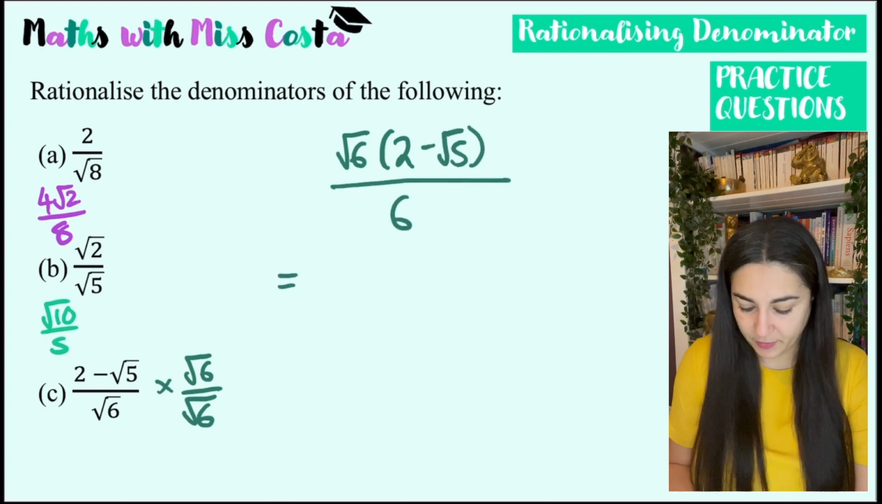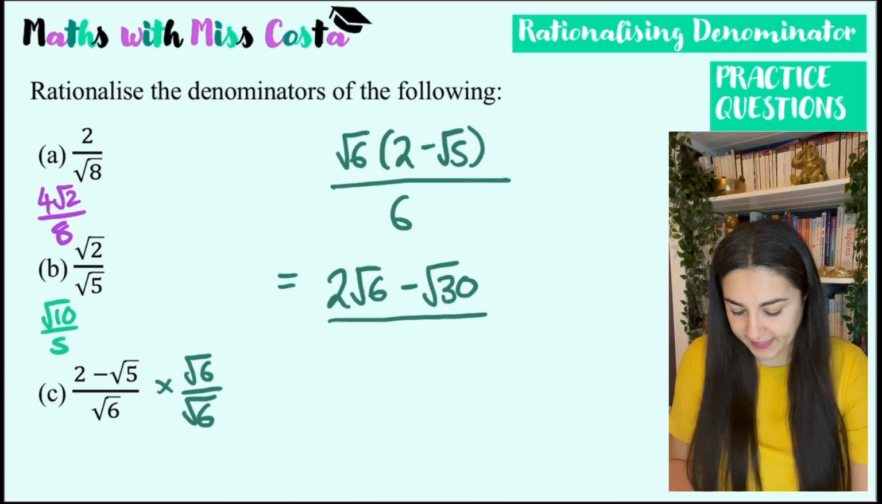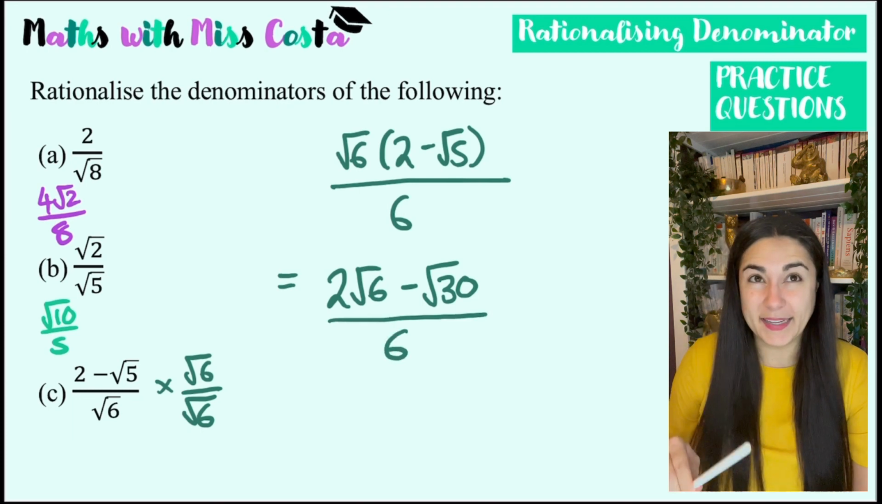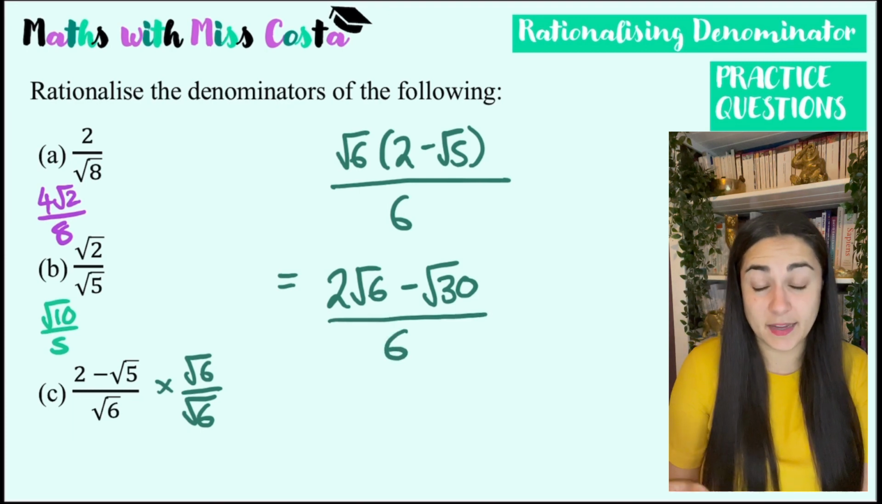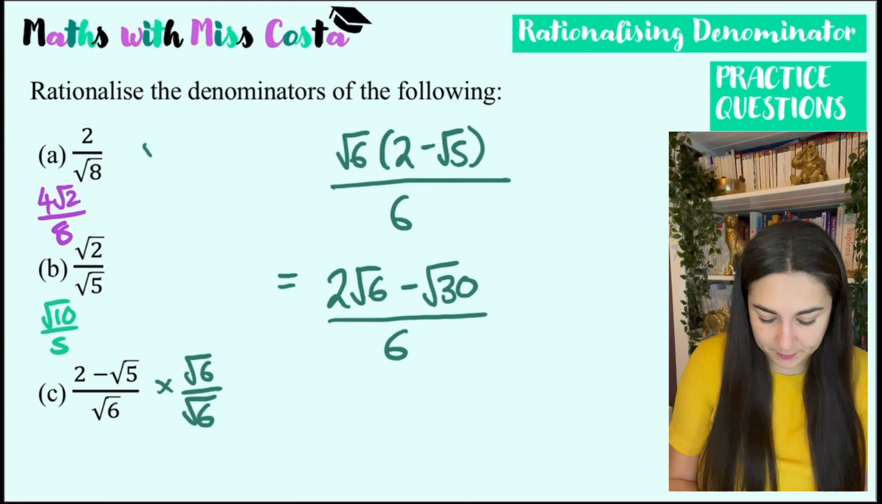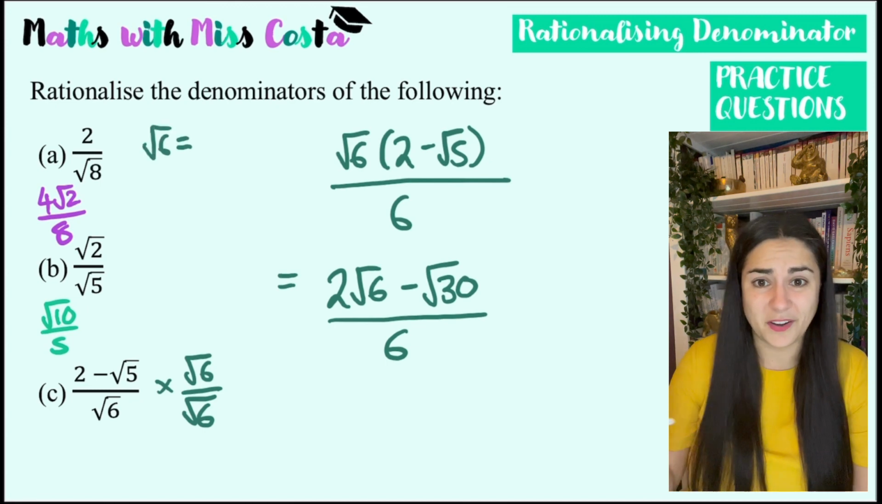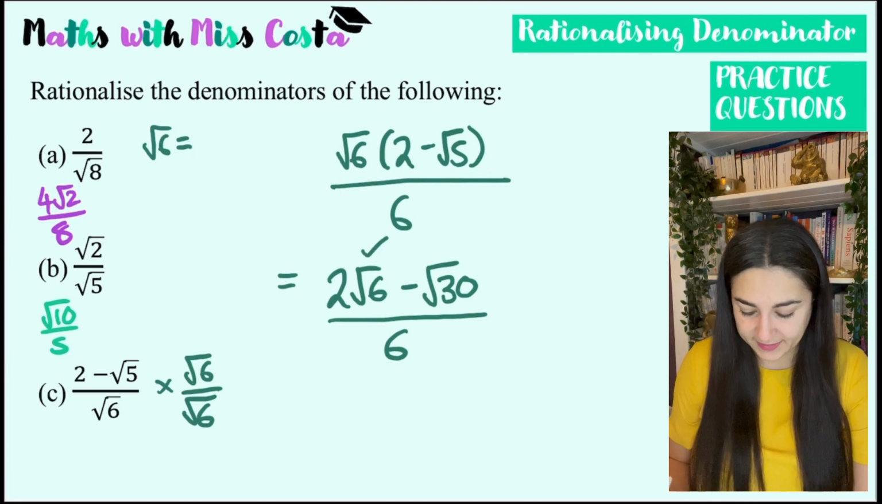Now let's expand the brackets. So that would become 2 root 6, take away 5 times 6 is 30 over 6. Now if this is confusing you, watch the video on expanding surds to single brackets. If not, let's continue. So we're always trying to simplify. So over here, let's see how I can simplify root 6. I could write that as root 3 times root 2, which I can't simplify. So actually that is simplified in its furthest form.